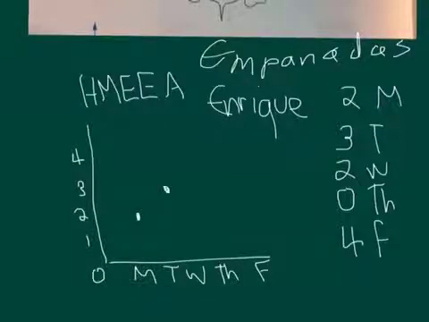On Wednesday, he only ate 2 again. 2 on Wednesday, right there. On Thursday, he ate none. So we go all the way down to 0, right on the line. That's our 0. And then on Friday, he was really hungry, and he was getting ready for the weekend because he played a soccer game, and he ate 4 all the way at the top. See, 4 all the way across.